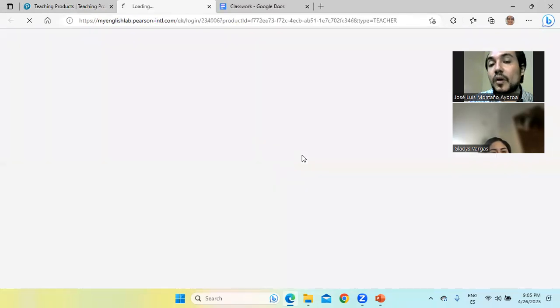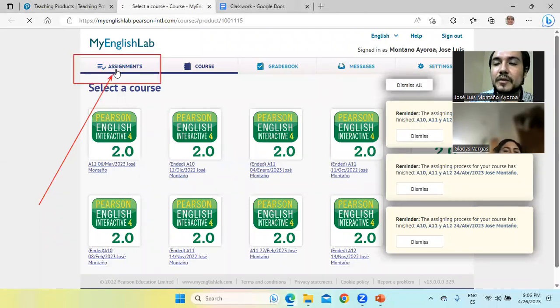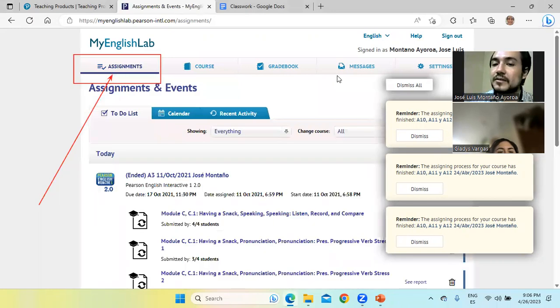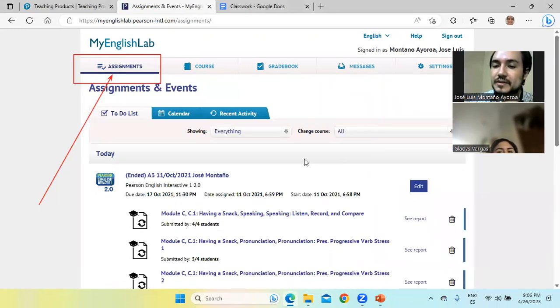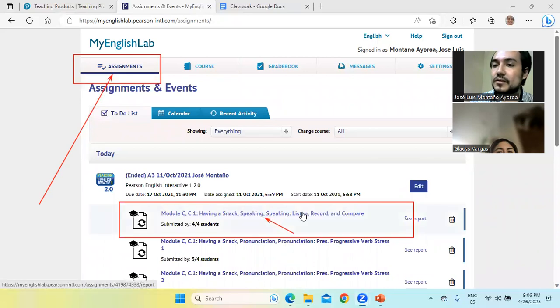This is yours. You open the product and you always look for assignments. Everything that you have to complete is in assignments. You have to go there, always there. And if you go there, you see a long list of assignments that you have to complete. You only open that. For example, you can open one of them here. Just click there, and you're going to see your assignment.